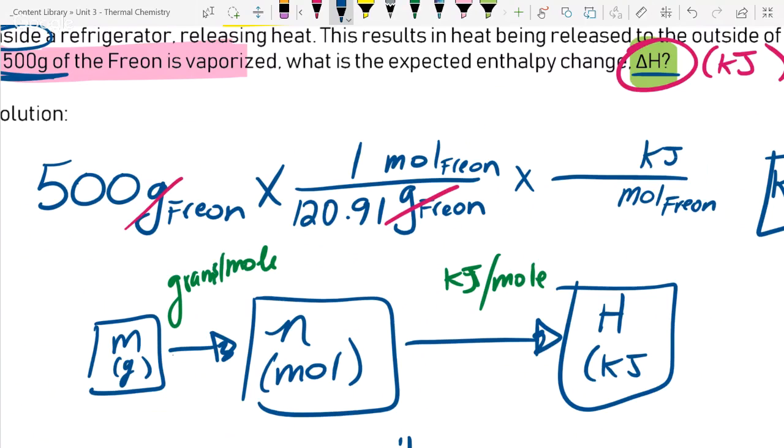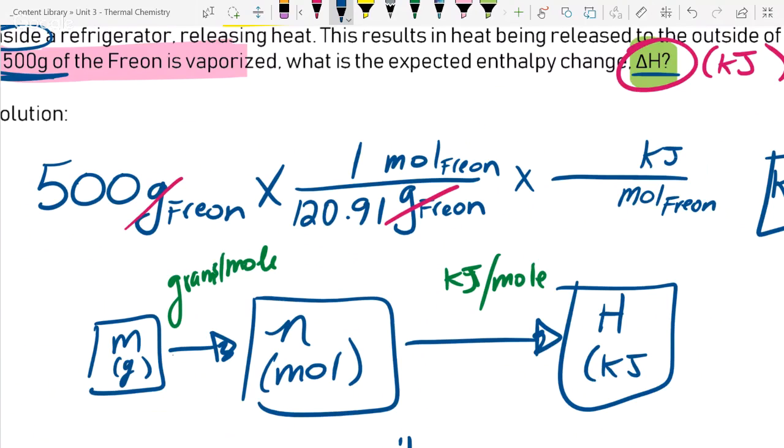Now, do I have that number? How many kilojoules are released when we vaporize a mole of freon will be found on the table I gave you on the previous page. So go ahead and look it up. Don't shout it out. Take a minute. And I want you to try to put the numbers in this fraction, putting the numbers in the right place. Remember, talk through it. Say it out loud.